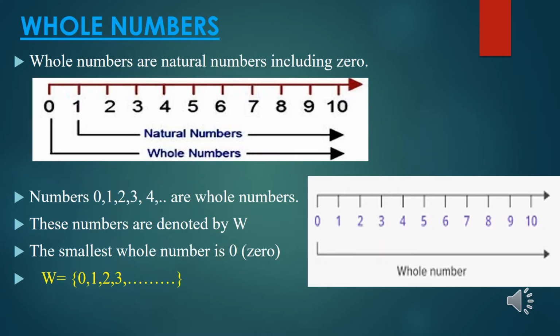Whole numbers are natural numbers including 0. Numbers 0, 1, 2, 3, 4 and so on are whole numbers. These numbers are denoted by capital W. The smallest whole number is 0. It is represented as W equals 0, 1, 2, 3 and so on.